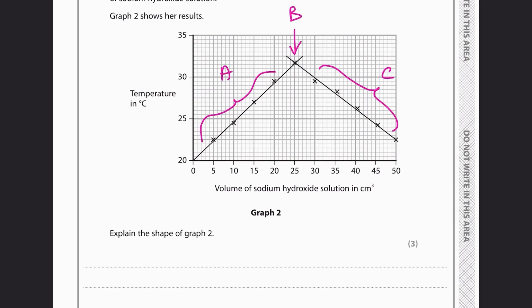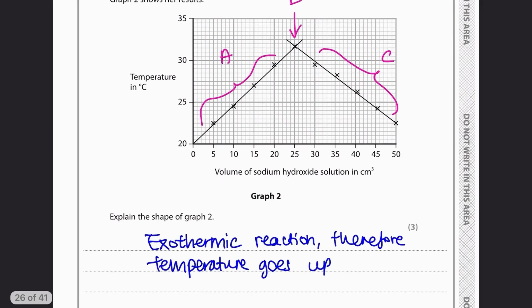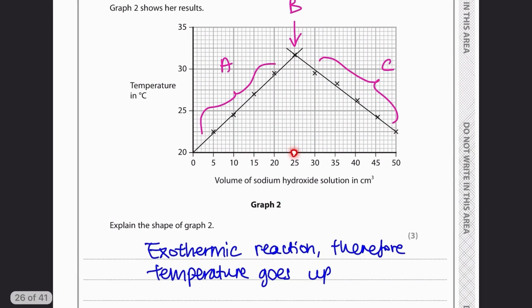So the first point is exothermic reaction, right? Exothermic. Exo means exit, thermic means thermal. So the exit of thermal energy, the exit of heat comes out, and that's why the temperature goes up. So exothermic reaction. Therefore, the temperature goes up. That's part A of the graph. Temperature goes up.